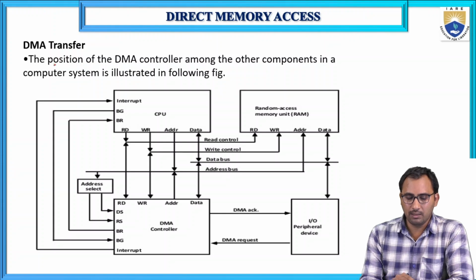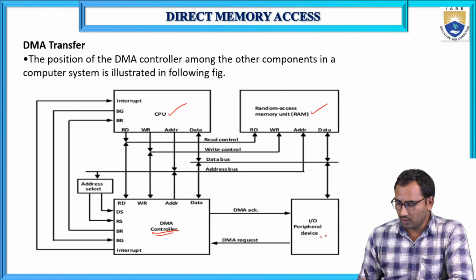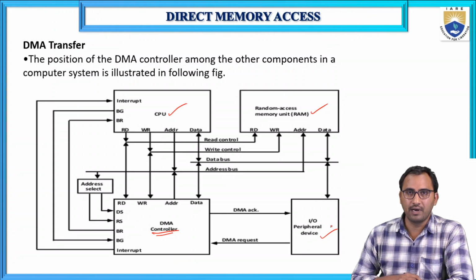And coming to the DMA transfer. The position of the DMA controller among the other components in a computer system is illustrated in the figure. Along with the DMA controller, some other systems are connected. Like we have interfaced the CPU, we have also interfaced the memory, and we have connected the different IO peripheral devices.